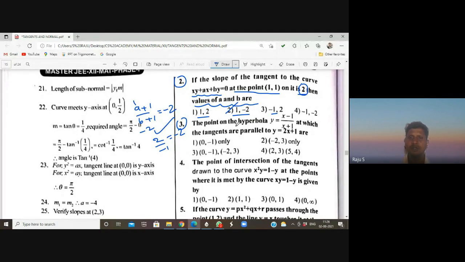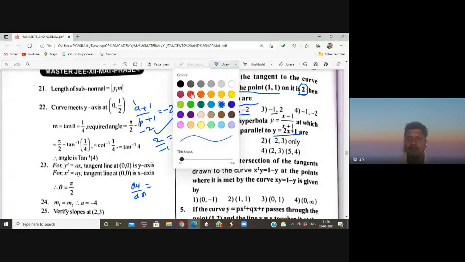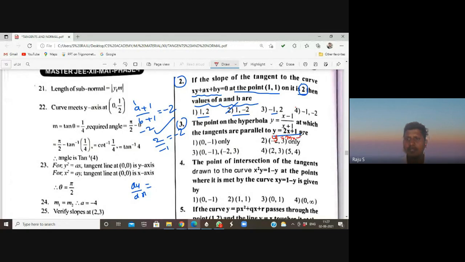Now the third one, what shall we do, students? The point on the hyperbola y is equal to x minus 1 by x plus 1 at which the tangents are parallel to this line. Very simple. Differentiate the given curve and we get dy by dx. This dy by dx equals the slope of the given line. It is in the form y is equal to mx plus c, so what is the m value? The m value is 2, right? This dy by dx is equated to 2. Find dy by dx with the help of the u by v rule, this is u, this is v, and equate to 2. Equating to 2 gives us an equation.